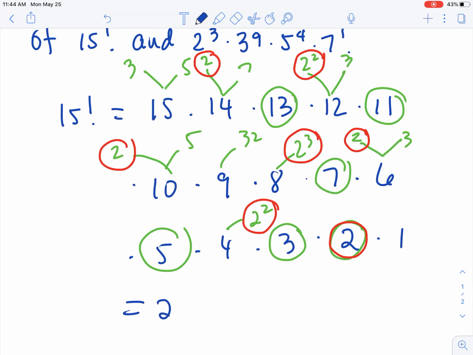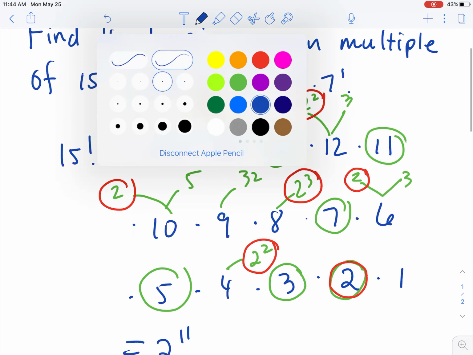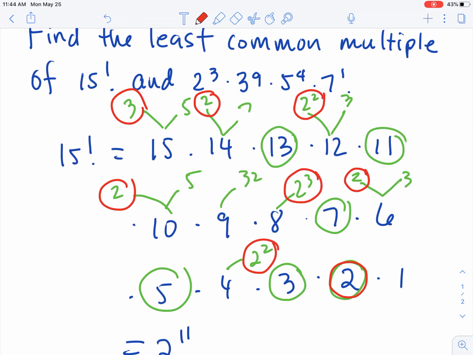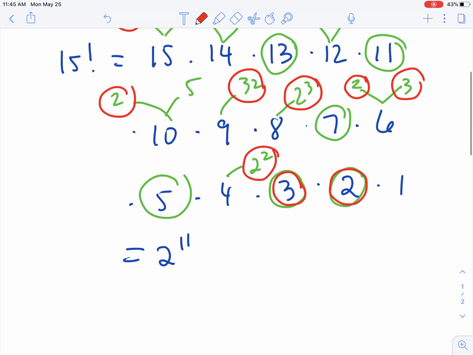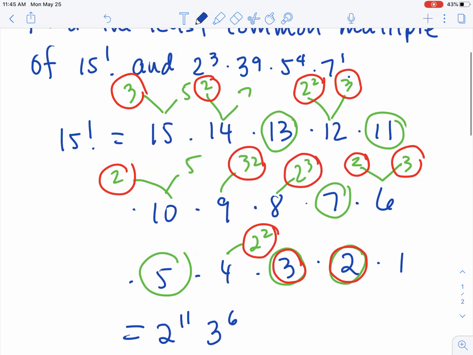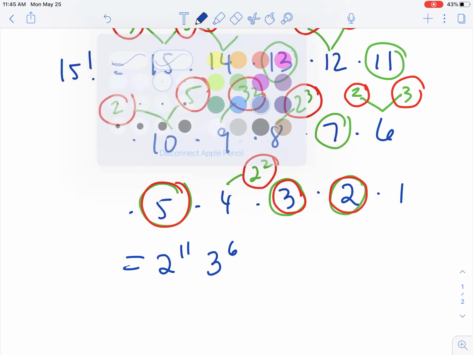Okay? And then, hanapin natin yung 3, no? We have 1 3 here. And then another 3 here. That's 3 squared. And then 3 squared here. That's 3 to the 4th. 3 to the 5th. And 3 to the 6th, no? Next, we look for 5, no? We have 5 here. And another one here, that's 5 squared. And another one here, that's 5 cubed. So we have 5 cubed.